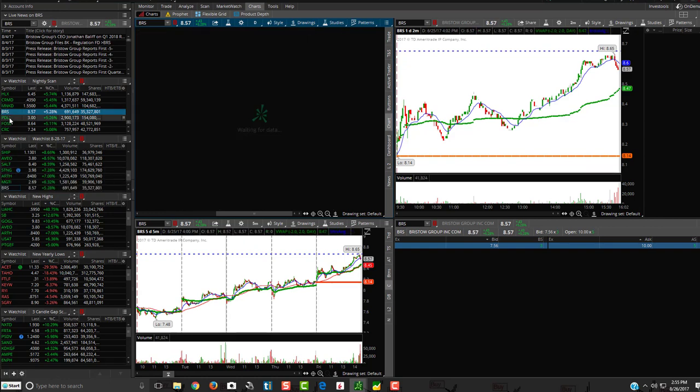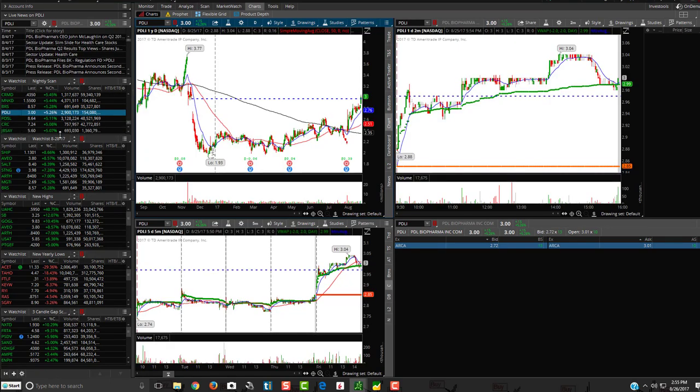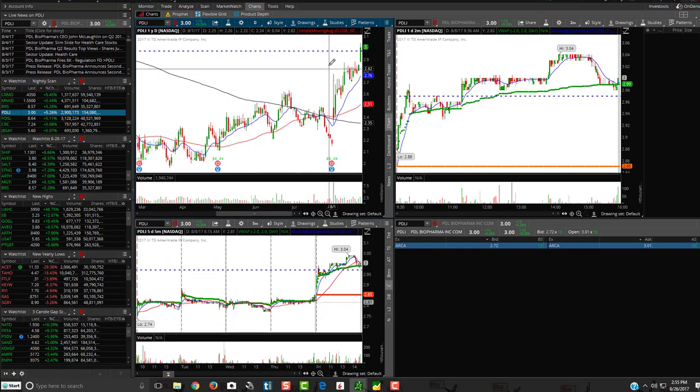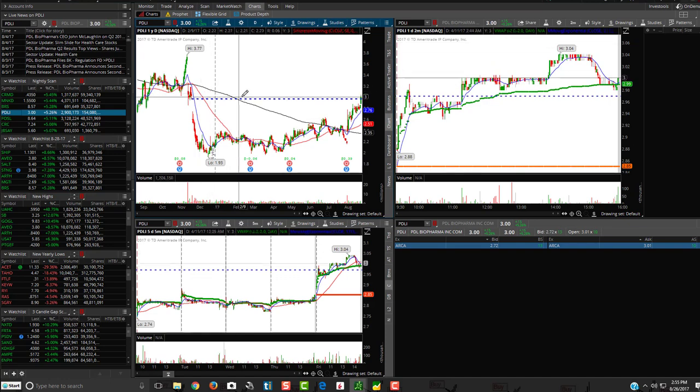BRS, PDLI. Oh, okay, that one went right up and filled the gap. So as you can see, this was a bull flag, and look at that, it formed this ascending triangle wedge, and it broke out and filled the gap. Now it's got to stay right at that $3 area. Now these areas right here are going to be support, so it's got to either break above or it's going to fall back down. But it filled the gap.